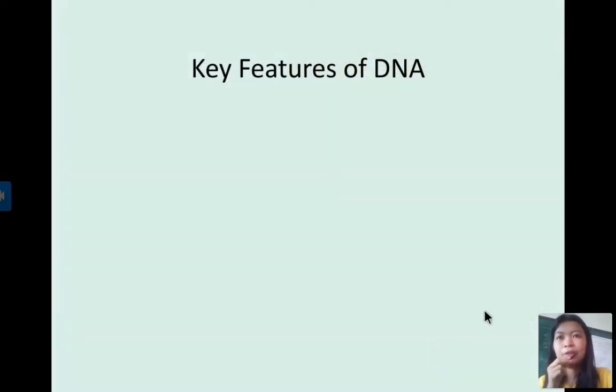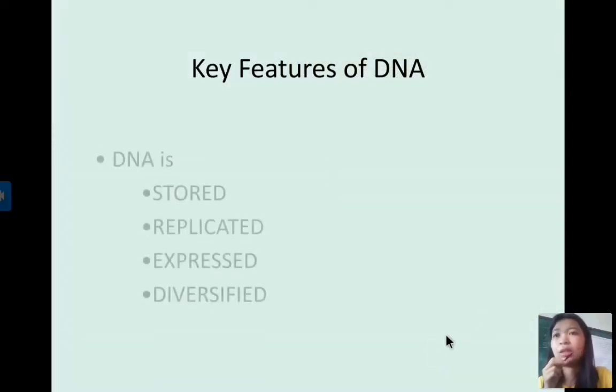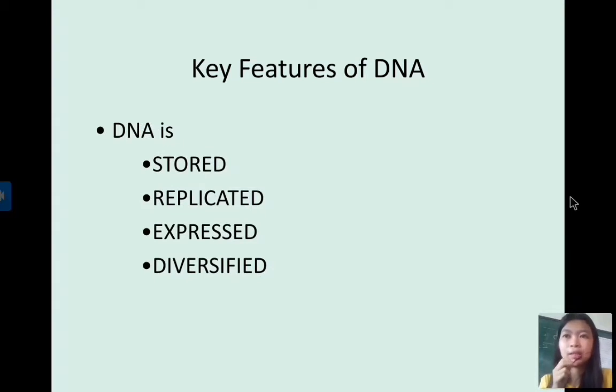So, for the key features of the DNA as a genetic material, the DNA is stored. It is stored because it is organized into genes and packaged in chromosomes. The genetic material or the traits that came from the parents is stored in the DNA. Next, the DNA is replicated. So, the genetic information can be duplicated. We can have an exact copy of the trait from the parents to the offspring.